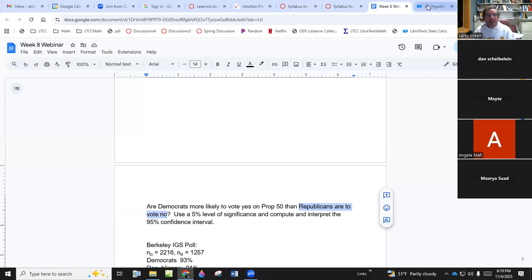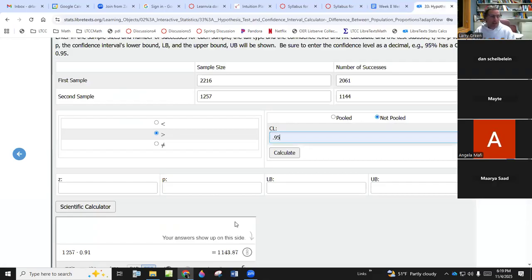Yeah, so that's the answer to that. Good question, though. Real good question. That's why, in particular, when I coded this, I didn't write number of yeses. I wrote number of successes, because then it can be confused.